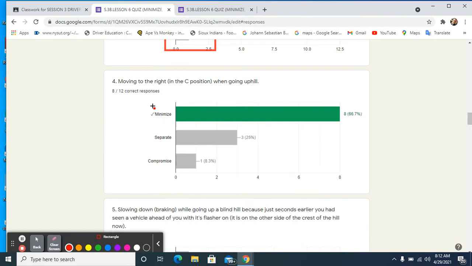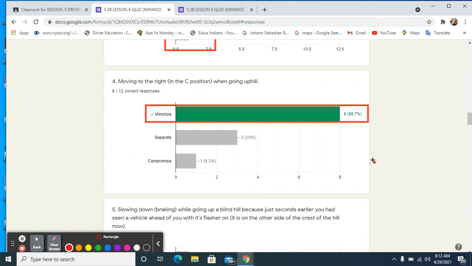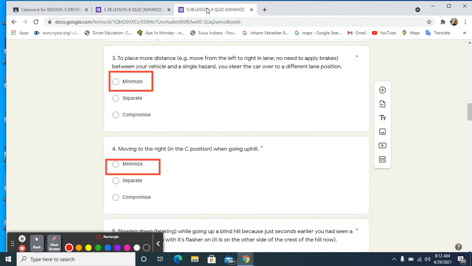And we had most people get minimize, definitely not separate, because no brakes are used in this situation, and not compromise, because that's a dramatic situation when we're literally trying to save ourselves from some serious accident. So number 4 is minimize. Okay, here we go.